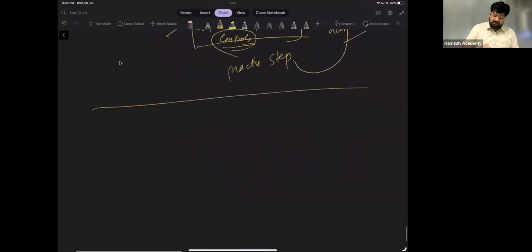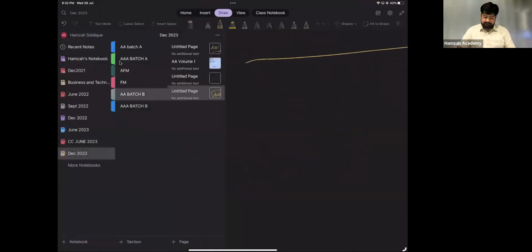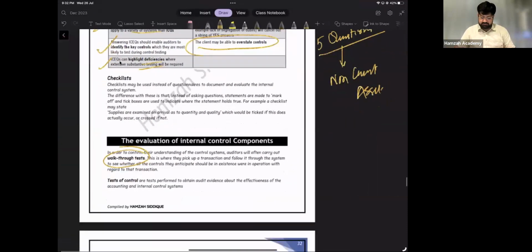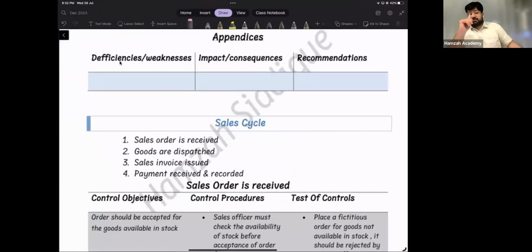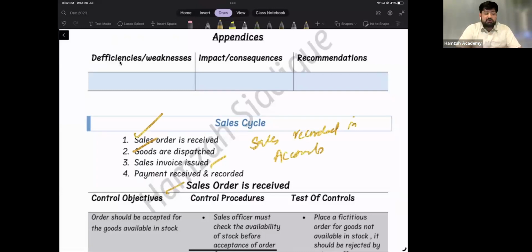So now let us talk about the sales cycle. Normally, I have considered this: sales order is received, goods are dispatched and sales recorded in accounts, sales invoice issued, payment received and recorded. A 4-stage process, a 4-step process I have considered.